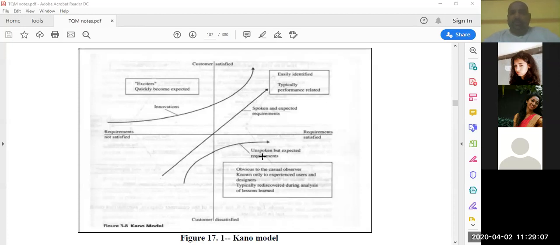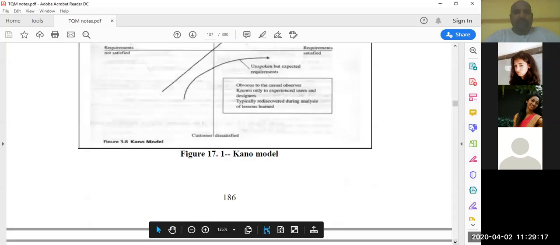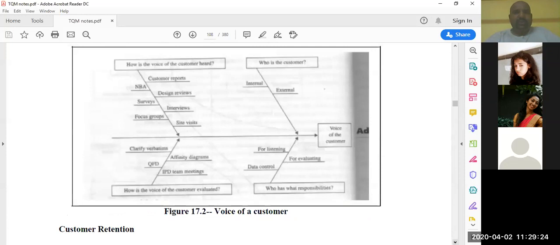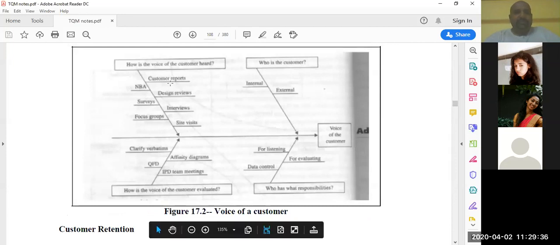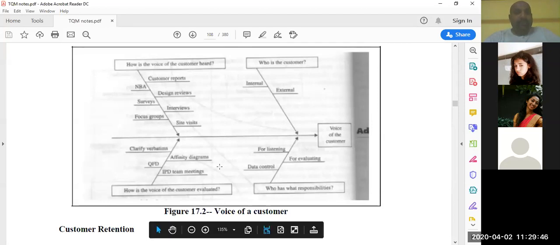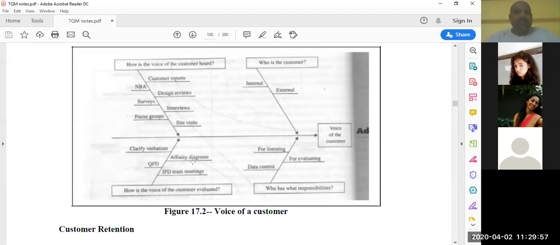After the Kano model, we will try to understand the voice of the customer. So what is the voice of the customer? There is a chart here that describes the voice of the customer, right? The voice of the customer is understood through this flow chart, where you gather information from the customer through various surveys and focus groups. You have customer reports, design reviews, interviews, site visits, and all this stuff. And how do you evaluate these reviews? That is more important. We will do this in the last module of TQM, where there are different methods using which you try to understand the voice of the customer.